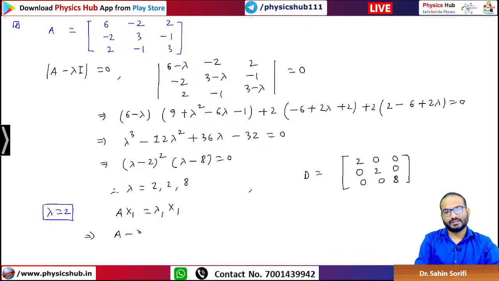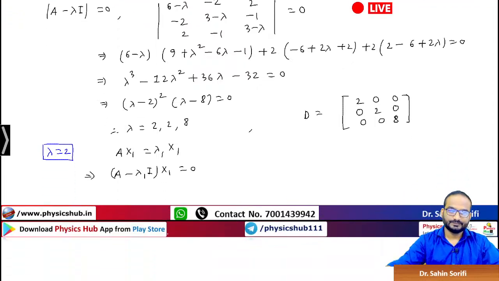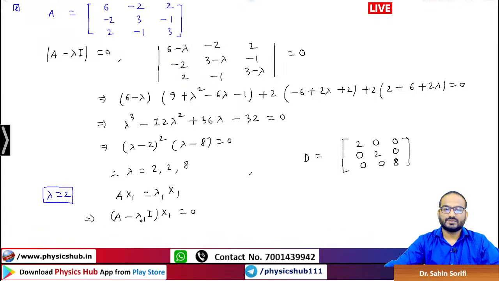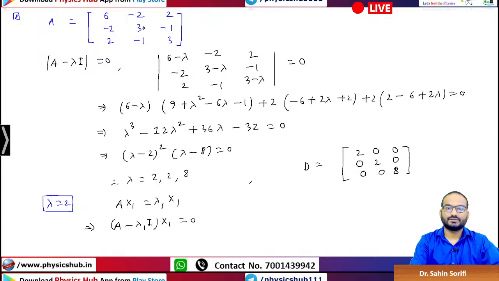So it is (A minus lambda 1 I) times x1 equals 0. Lambda 1 is a number, but A is a matrix. So to make it compatible, we have to multiply with the identity matrix. So A minus lambda I means subtracting lambda 1 from the diagonal elements. So 6 will be 4, 3 will be 1, 3 will be 1, isn't it?